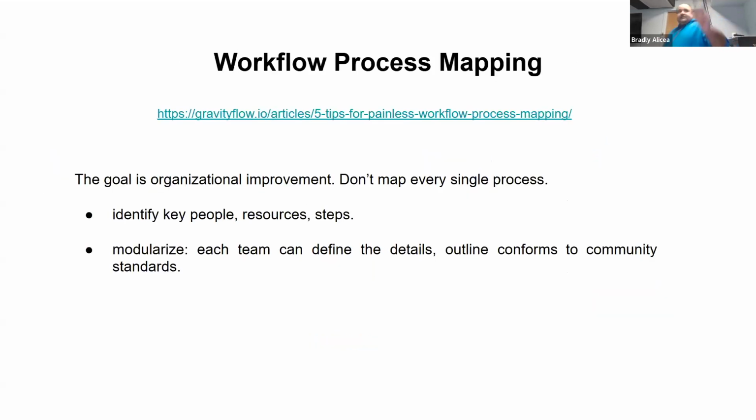So workflow process mapping, this is an article from gravityflow.io. It talks about 5 tips for painless workflow process mapping. So they talk about these 5 tips. One of the tips they give is that the goal is organizational improvement. You don't need to map every single process, but workflow process mapping can help understand your main processes that maybe have the most steps, give people the most trouble in terms of adhering to. So you don't want to map every single process in the organization. You want to map the processes that are, again, the most problematic.